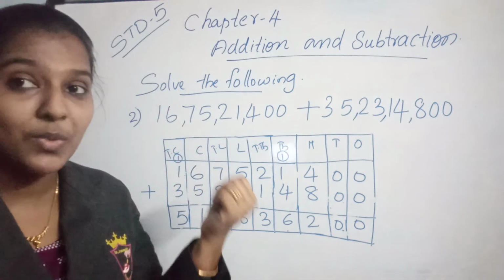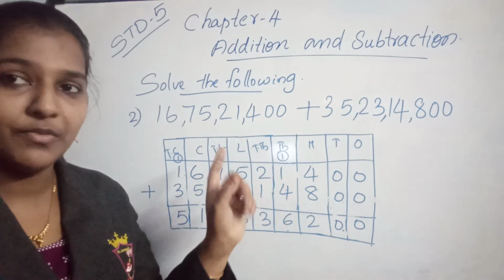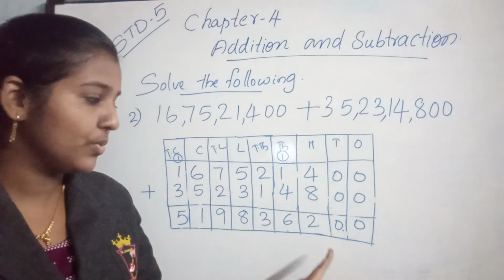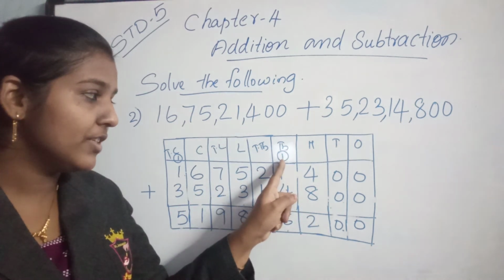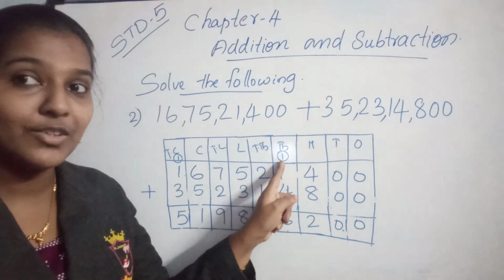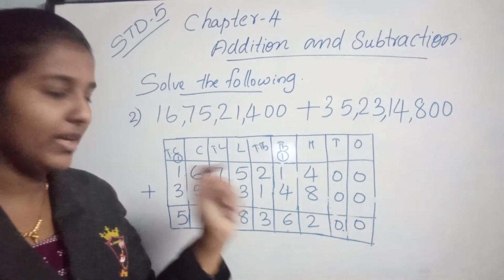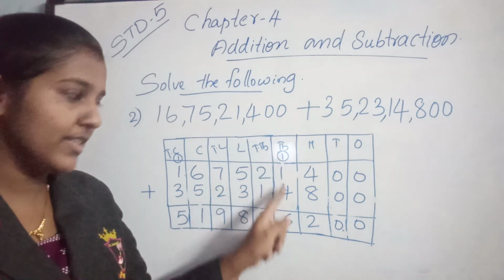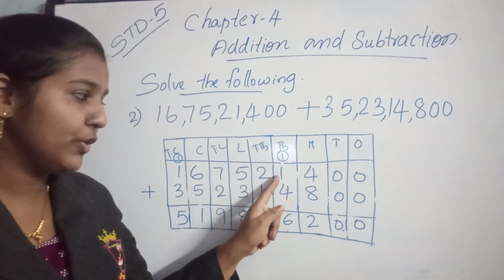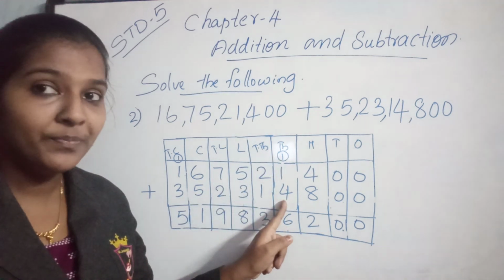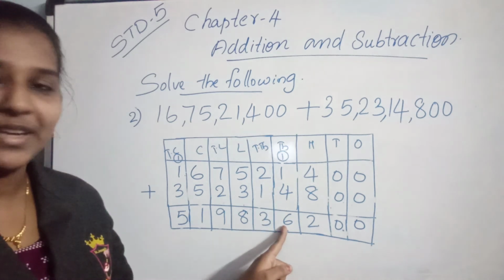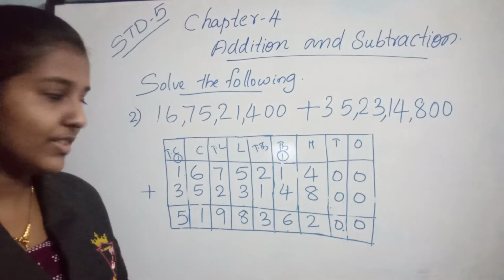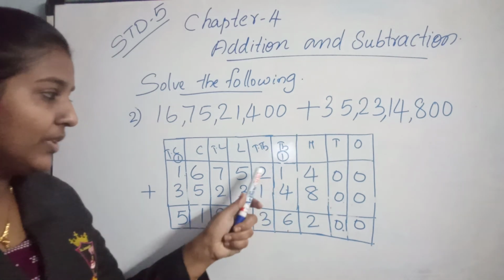The answer is 12. So from 12, the ones place digit you write here, and the tens place digit you can take to the next place. Okay, you can write that here. Now add all these 3 digits together. That is 1 plus 1, 2. Then 2 plus 4, 6. So you can write 6 here. Got it, children?